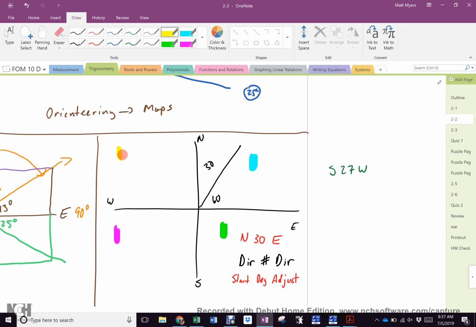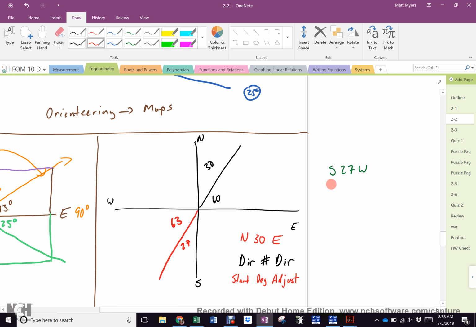Madeline says pink. Are we agreeing? All 29 of us? It is indeed in the pink section because I started south, but I didn't actually walk south, did I? I walked 27 degrees towards the west, which is over here. Here's the 27. Here is the 63. Does everybody understand how this works? Yeah? Okay.